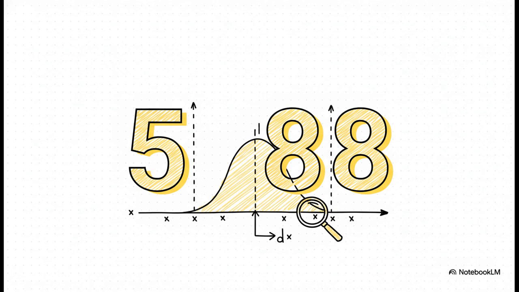It's 5.88. And what does that number actually mean? It means that a typical or standard data point in our set is about 5.88 units away from our average of 53.9. It's one single number that gives us a really powerful sense of how spread out everything is. Pretty cool, right?